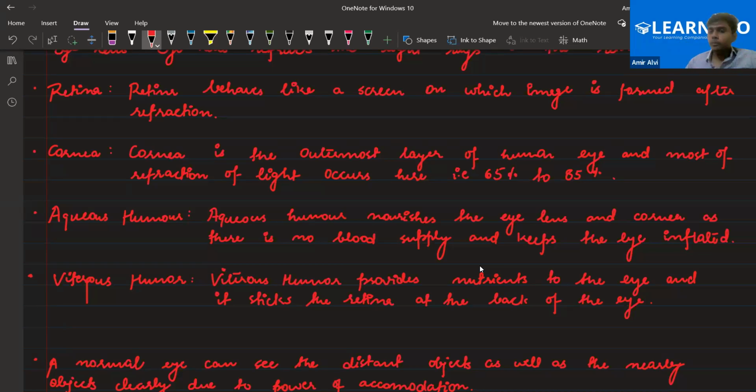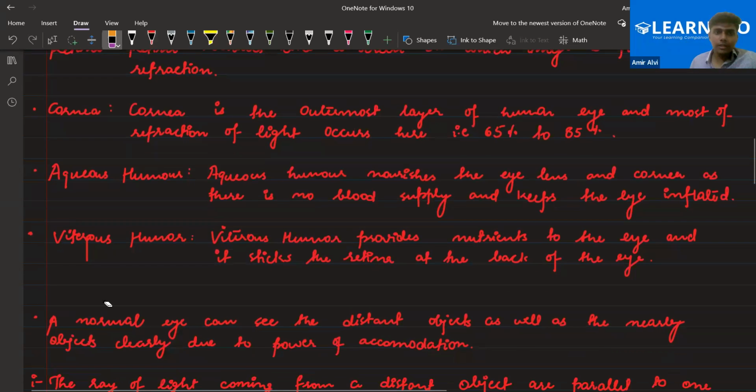Next is vitreous humor. Vitreous humor is a liquid, and vitreous and aqueous humor are very similar to each other. Vitreous humor, this is the spelling. I think it's not clear to you, right?